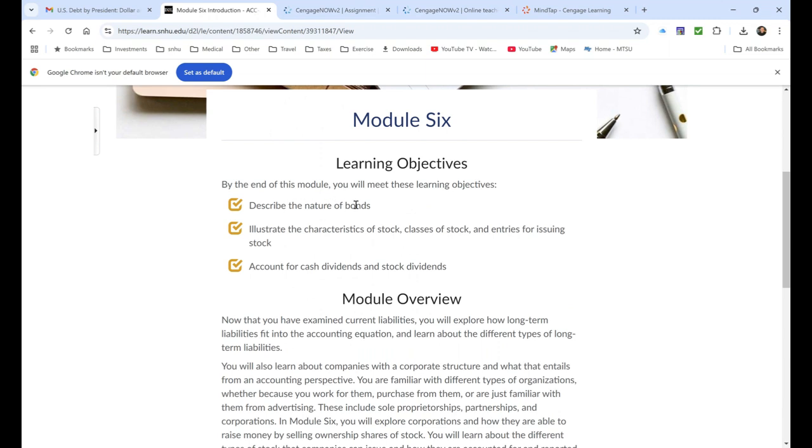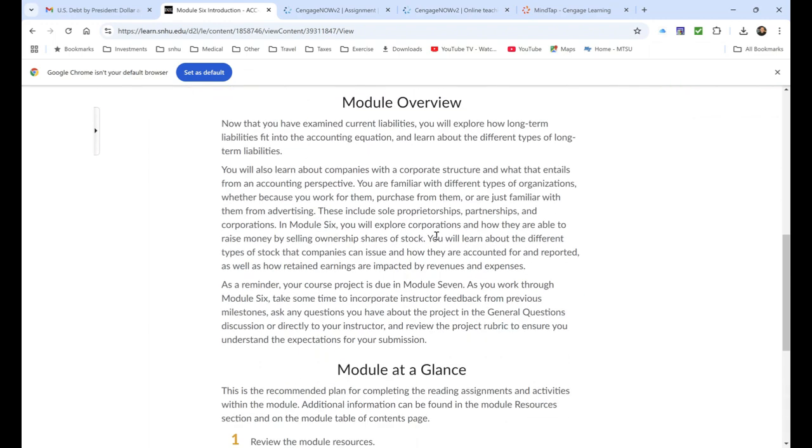Our learning objective is to describe the nature of bonds, illustrate the characteristics of stock, classes of stock, and entries for issuing stock, and then account for cash dividends and stock dividends.